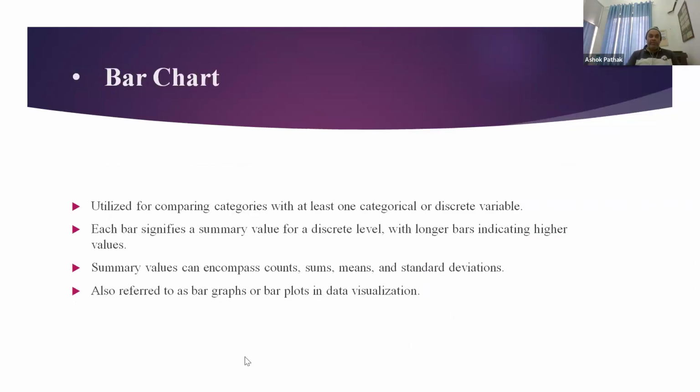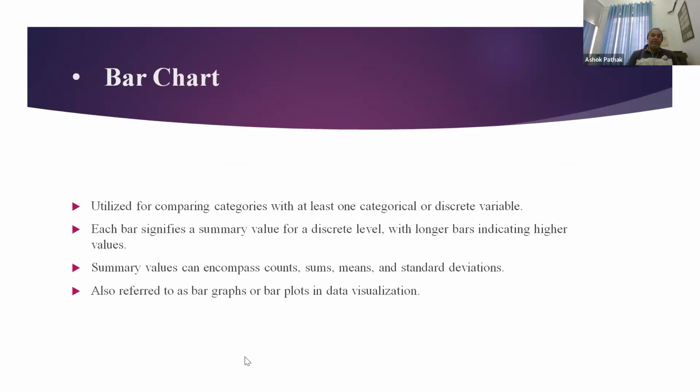Now this is the bar chart. It is used for comparing categories with at least one categorical or discrete variable. So where is the category? Then we will use bar charts. Each bar signifies a summary value of the discrete variable, with a longer bar indicating the higher value. The summary value can encompass count, sum, mean, and standard deviation. It could be any of these.